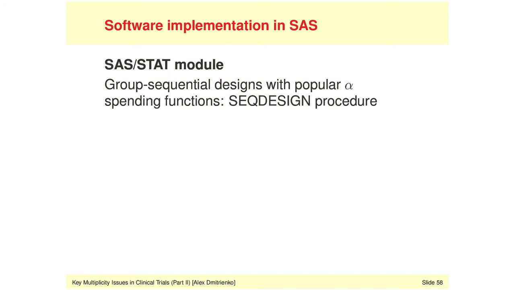In SAS, there's a built-in procedure called seq design procedure. It obviously stands for sequential design. It can be used to compute the adjusted significance levels based on popular alpha spending functions. I would like to mention this quickly as an option. I'm not going to actually go into explaining how to use this procedure.